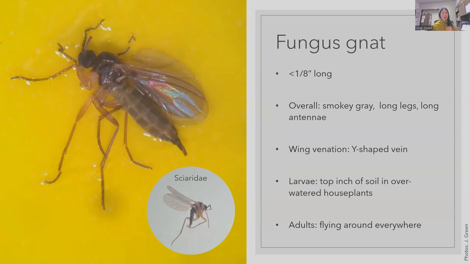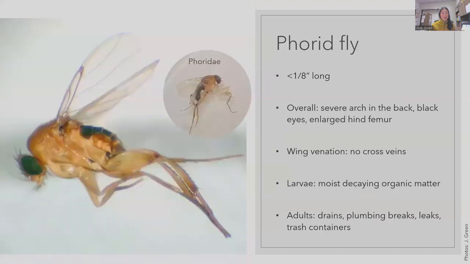So when you think of fungus gnats, you're thinking about the fungus in the soil. And the adults, they basically fly anywhere. We will have reports of them flying into people's faces in every room in the house, flying around food, flying up your nose. They are very, very annoying.